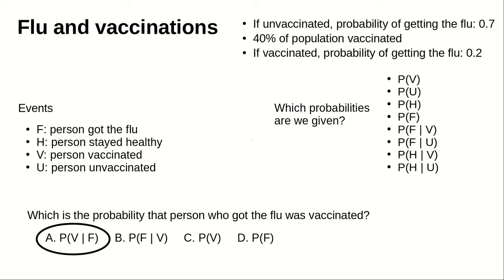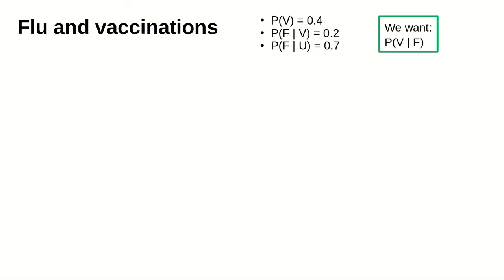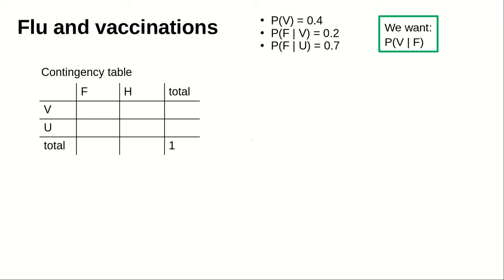In the statement of the problem, we are given that if you did not get the flu vaccine, the probability of getting the flu is 0.7, i.e. P of F given U equals 0.7. We were also told that 40% of the population got the flu vaccine, so P of V equals 0.4. Lastly, the probability of getting the flu if vaccinated is 0.2, so P of F given V equals 0.2. Our goal is to figure out how to use these values to calculate P of V given F, or the probability of being vaccinated given the fact that one has the flu. The solution is Bayes' theorem, but rather than stating the theorem, let's just figure out the solution and the theorem by filling out a contingency table.